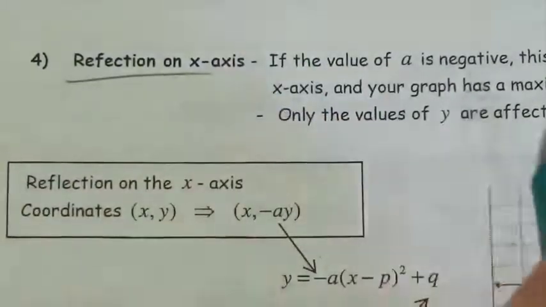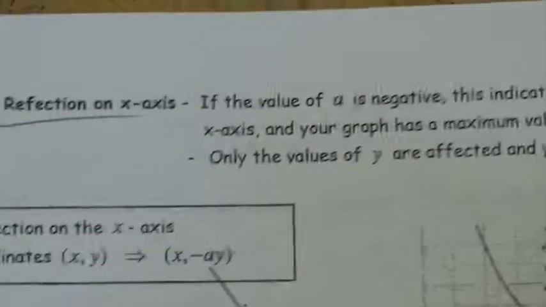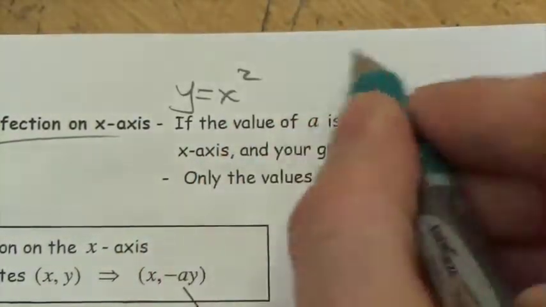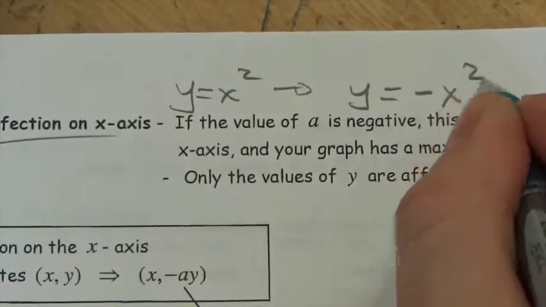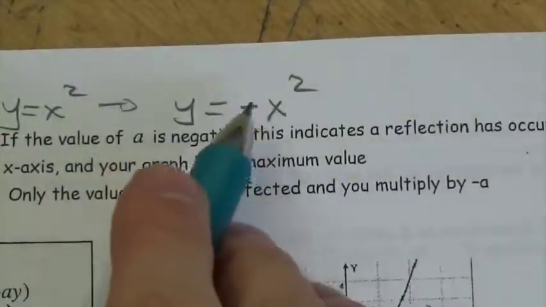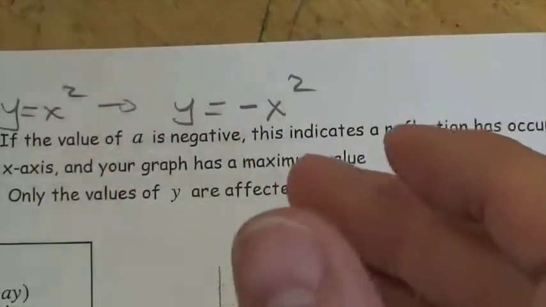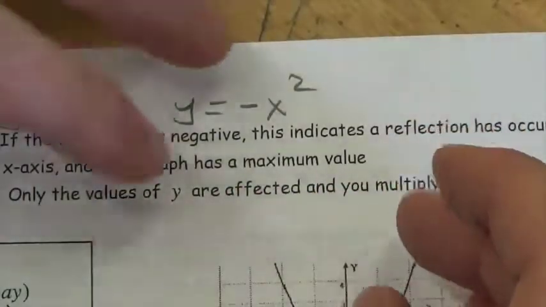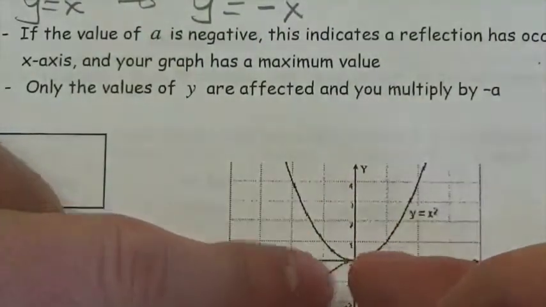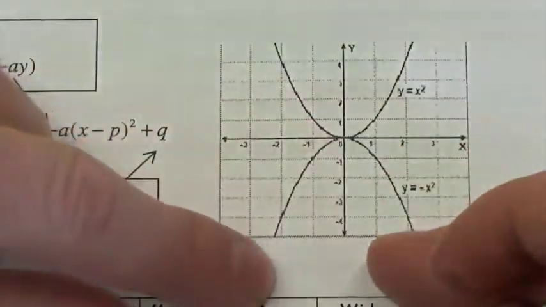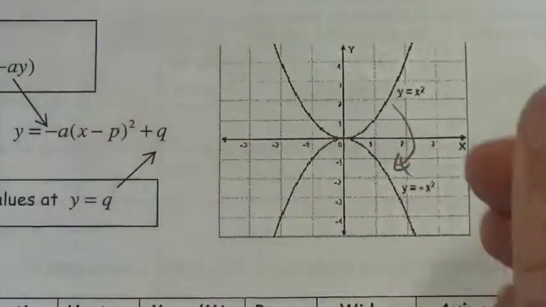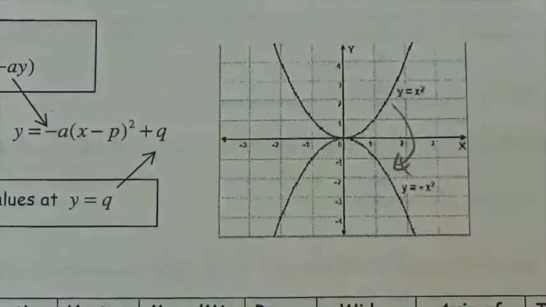The final transformation we will look at here is the vertical reflection. We call this a reflection over the x-axis. Basically, we're going to start with y equals x squared, and then for that a value up front, we're just going to make it negative. That negative value is going to change the sign of all of the y coordinates. So instead of squaring something and all the values becoming positive, we throw in an additional negative outside of that, and then all of those things are going to drop down. So this causes visually a reflection over the x-axis.